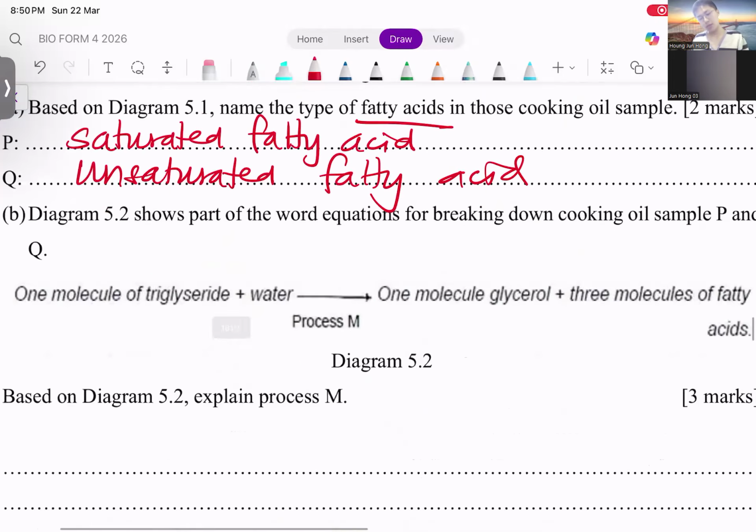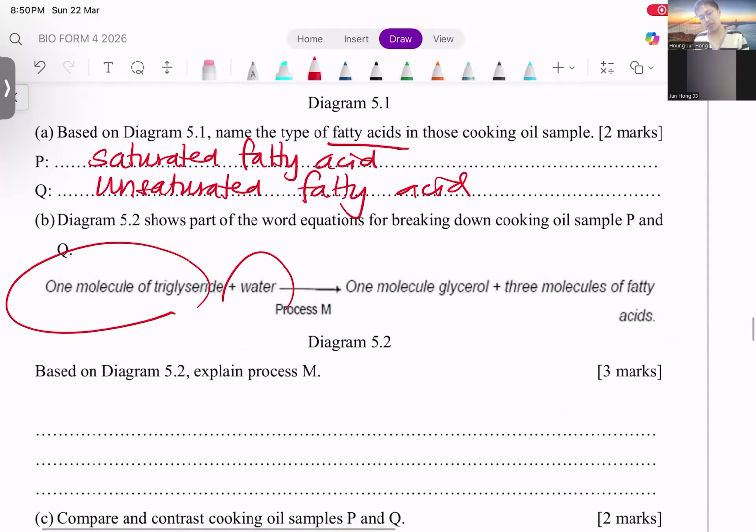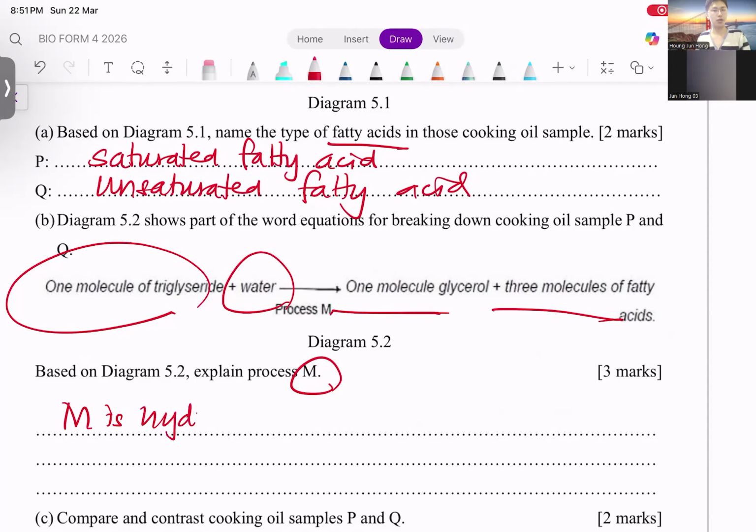Next one. This is a what equation? Triglyceride breaks down to become this. So what is process M? Very simple lah, hydrolysis. Literally hydrolysis.